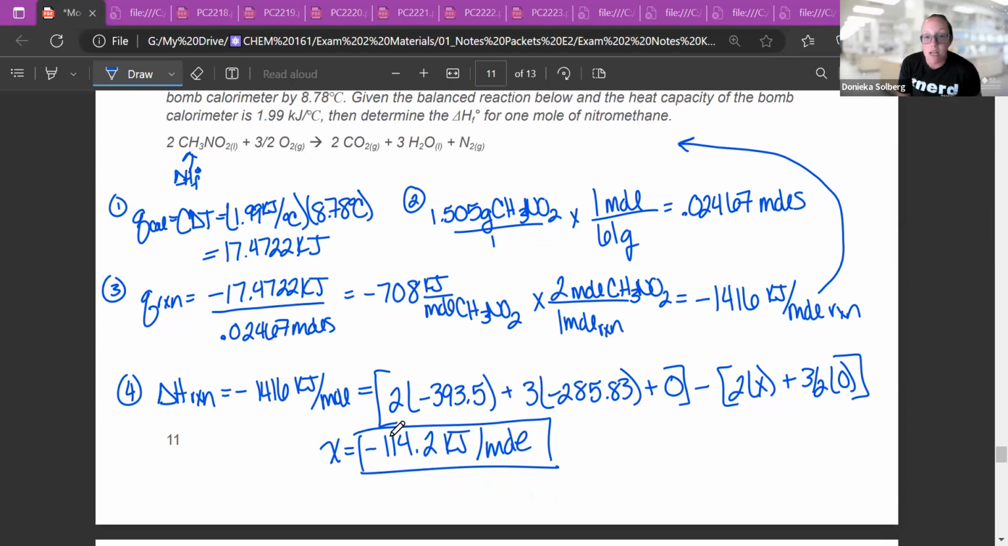Okay, so now I can use my formation equation. That's the only one that uses delta Hf's, the sum of the products minus the sum of the reactants. So I plug in my negative 1416. That's the whole reaction. And then I look up the other ones, right? Products minus reactants. So 2 carbon dioxides, 3 waters, and 2 N2, that's 0, it's a pure element. Minus, I'm looking for this one. So 2 of these, so that's 2x. That's what I'm trying to solve for. And 3/2 of O2, again, oxygen's standard state is 0. So I would solve for x and be like, okay, x is negative 114.2 kilojoules per mole. This is a thinker one. All right.